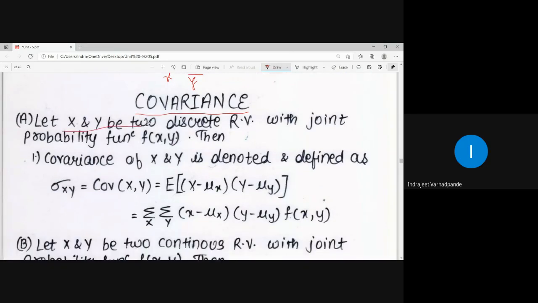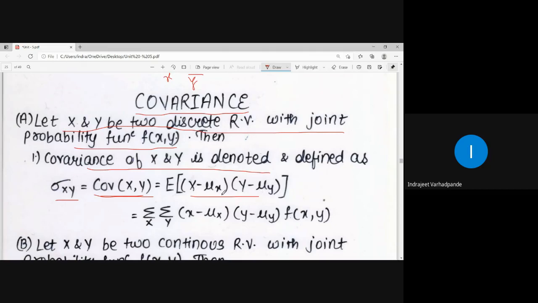So let x and y be two discrete random variables with joint probability function f of xy, then covariance of x and y is denoted and defined by sigma xy. Sigma xy is nothing but covariance of xy. This is the notation used for covariance. Sigma x square is individually variance for x. Sigma y square is individually variance for y. Covariance of x and y is sigma xy.